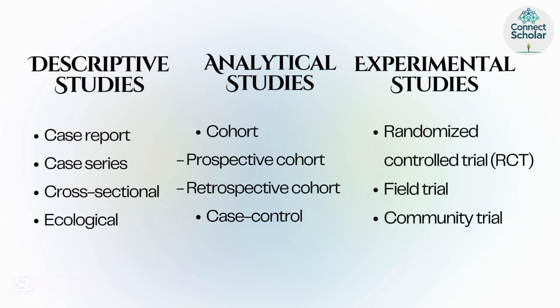In the case of descriptive studies, we are going to understand case report, case series, cross-sectional studies, and ecological studies. In the case of analytical studies, we will understand cohort, which is further divided into prospective cohort and retrospective cohort, and case control. Lastly, experimental studies, which has other subcategories such as randomized control trials, field trial, and community trials. In today's video, we are discussing all the types of descriptive studies. Analytical studies and experimental studies will be discussed in part 2 of this video.